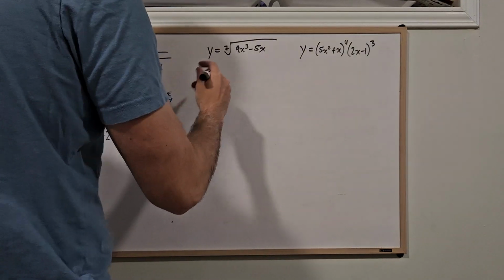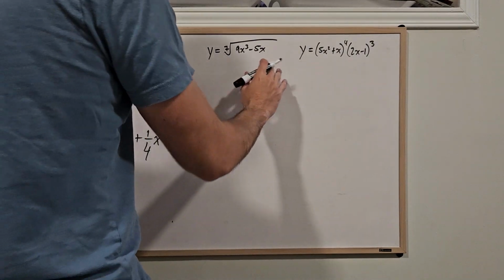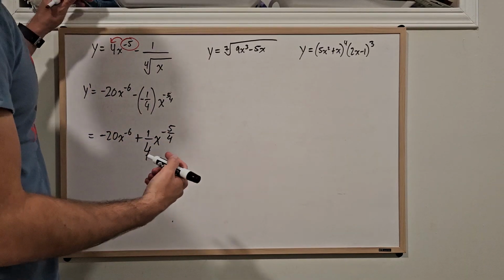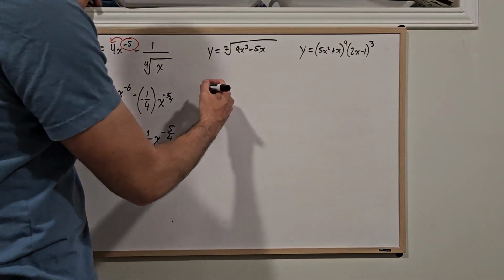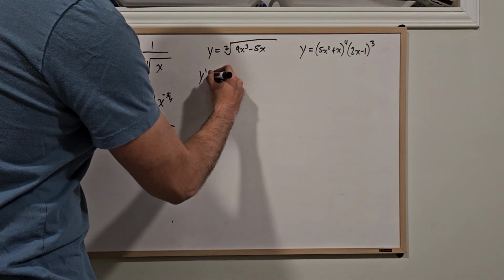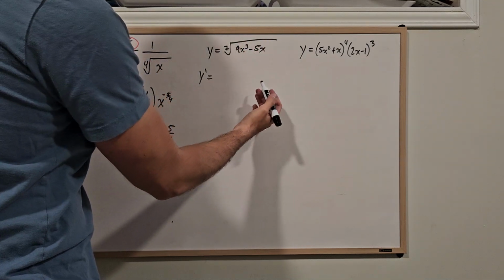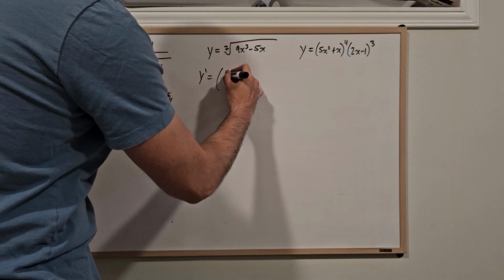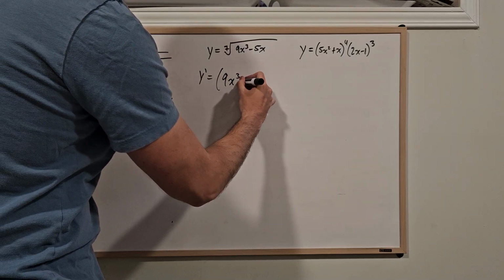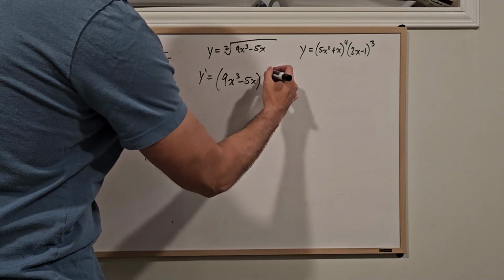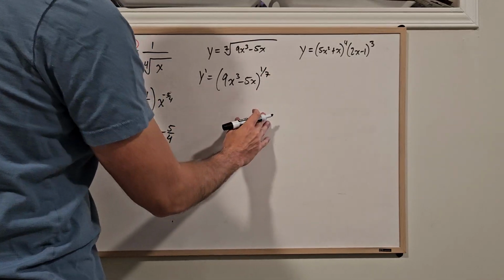Now, second one. Again, it's a seventh root here. I don't really like that seventh root there, so I need to change it to an exponent, right? So the seventh root exponent is going to be 1 over 7. So I'm just going to have everything on the inside here. Minus 5x to the exponent of 1 over 7, okay?